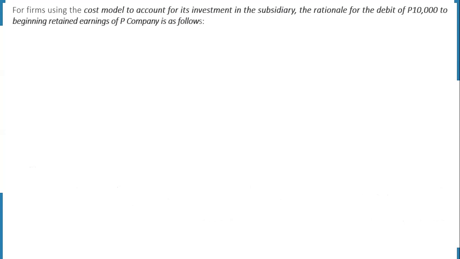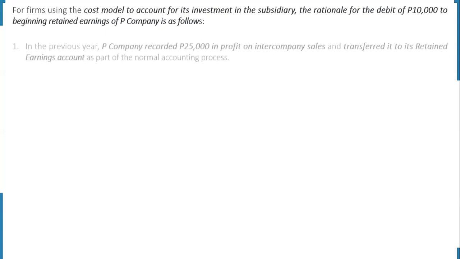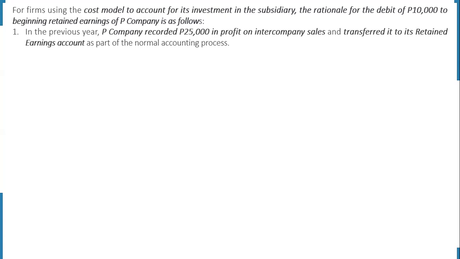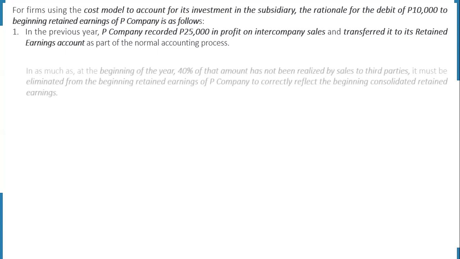Now, for firms using the cost model to account for its investment in the subsidiary, the rationale for the debit of 10,000 to beginning retained earnings of P company is as follows. In the previous year, P company recorded 25,000 in profit on intercompany sales and transferred it to retained earnings account. Now the 25,000 being the difference between 125,000 and 100,000. So the 25,000 is already recorded in profit on intercompany sales.